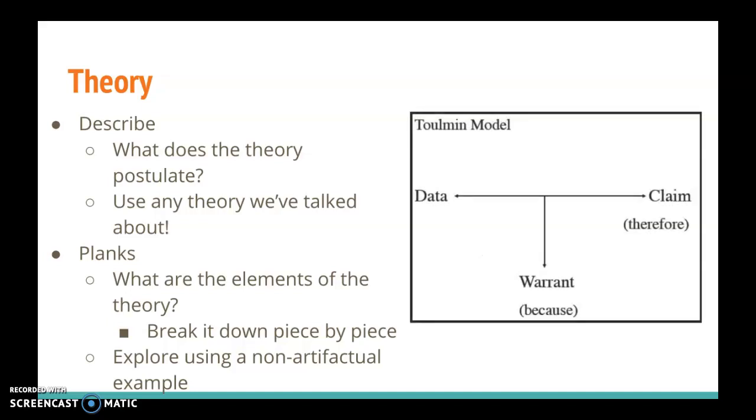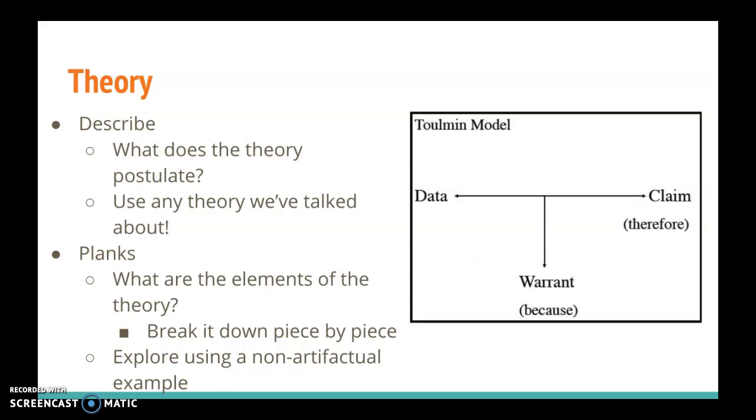And so let's say, for example, that you were going to use the Toulmin model to unpack the argument that somebody made in your artifact. And so the different planks of this theory would be the data, the claim, and the warrant.